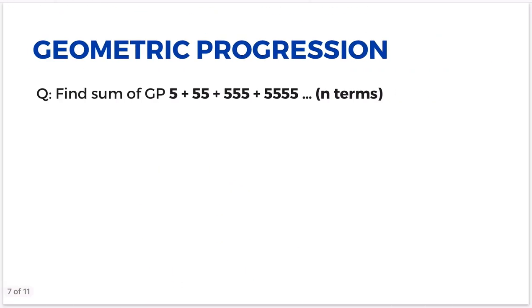Now, next, coming to the geometric progression part. This question is given to you: find the sum of this series 5, 55, 555, 5555, and so on. First thing, is it a geometric progression series? Let's see. 55 by 5 is 11.